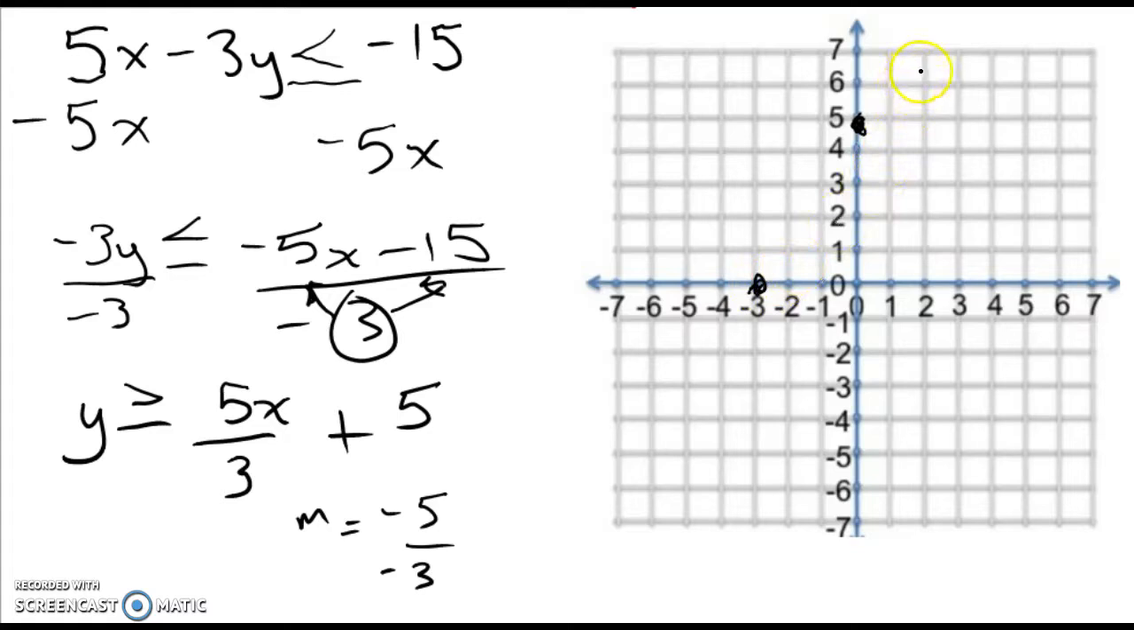And now I'm going to draw my line. I'm going to try to make it straighter this time. It's going to be a solid line because it's also equal to. It's not going to be dashed. And that's a horrible line. Sorry, I'm going to give this another try.